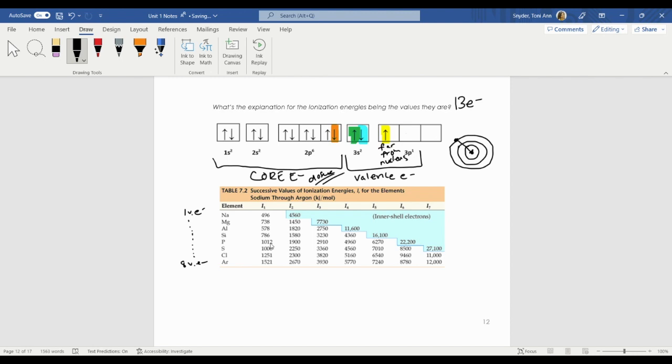And phosphorus has 5 valence electrons. Here it is. Boom, boom, going up slowly, going up slowly. Here we go. 6,270 to 22,000. This goes to show that phosphorus has 5 valence electrons, because it becomes very difficult to remove one of those core electrons. Inner shell electrons are also called your core electrons right there.